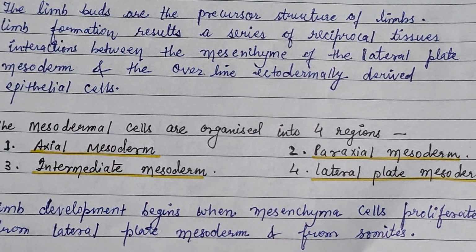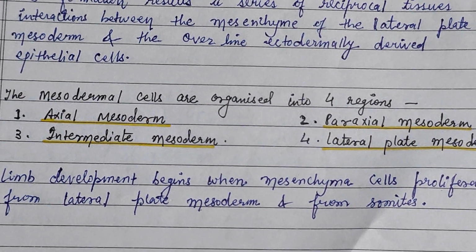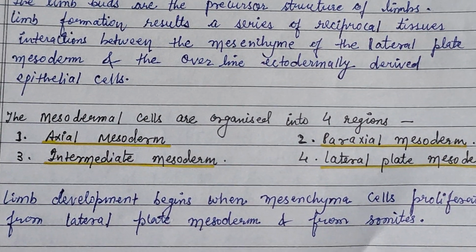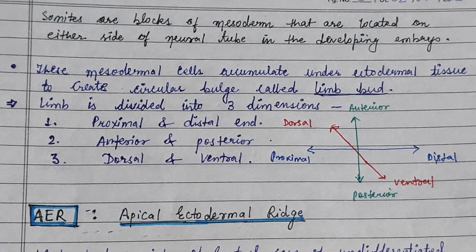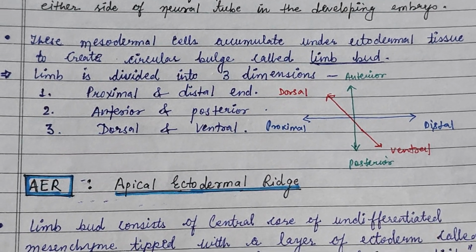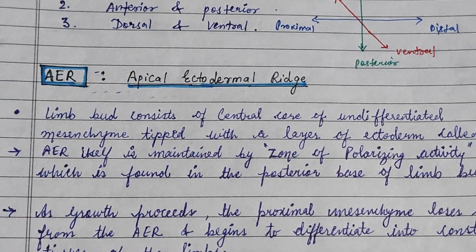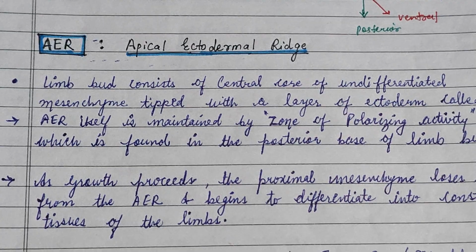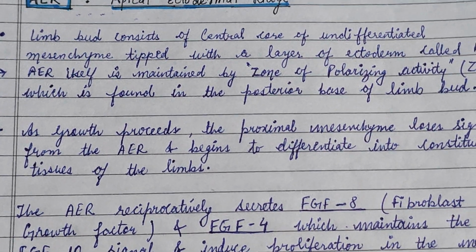The lateral plate mesoderm is a region of mesodermal cells, which is of four types. Limb development begins with mesenchyme cells proliferating from the lateral plate mesoderm and from somites. The limb is divided into three dimensions: the proximal and distal end, the anterior and posterior end, and the dorsal and ventral end. In the limb bud, there is an apical part known as the apical ectodermal ridge, which consists of a central core of undifferentiated mesenchymal tip with a layer of ectoderm called the AER.